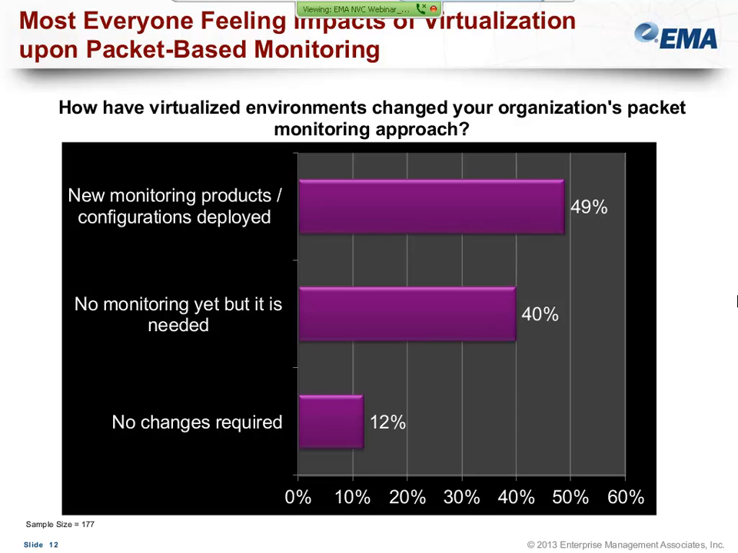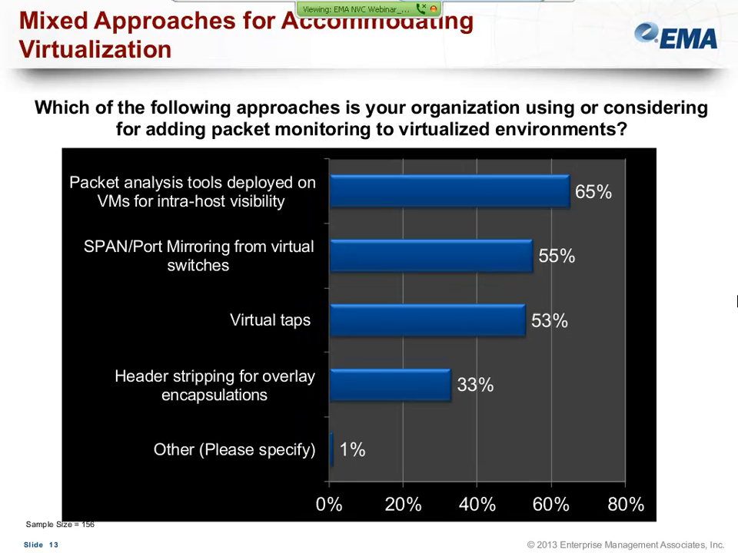And basically, the overwhelming answer is it is having an absolute impact on the way that monitoring is being approached for packet-based monitoring. Either it's changed the tools, the way the tools are deployed, or folks need it and they haven't done it yet, but they know they need it. 89%, looks like a little rounding error between these three bars. It should add up to 100. But essentially, high 80% are seeing direct impact due to virtualization technology.